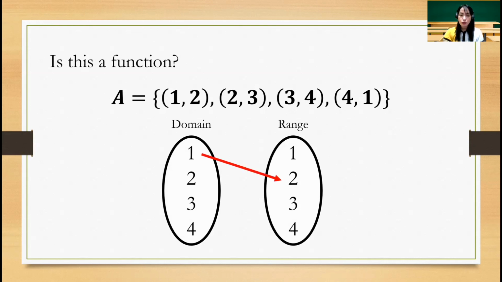1 is paired to 2, 2 to 3, 3 to 4, and 4 to 1. What type of relation is this? This is 1-to-1, therefore, is this a function? Yes.